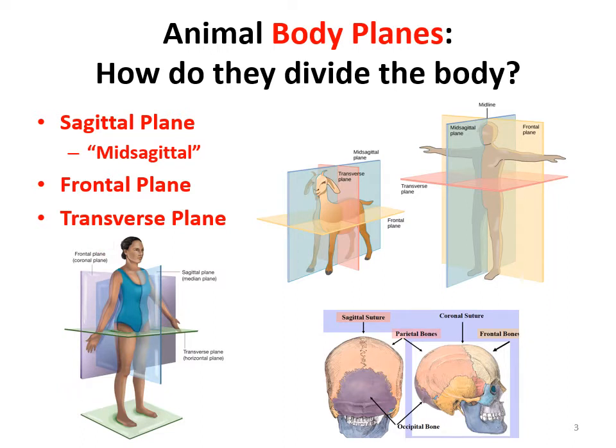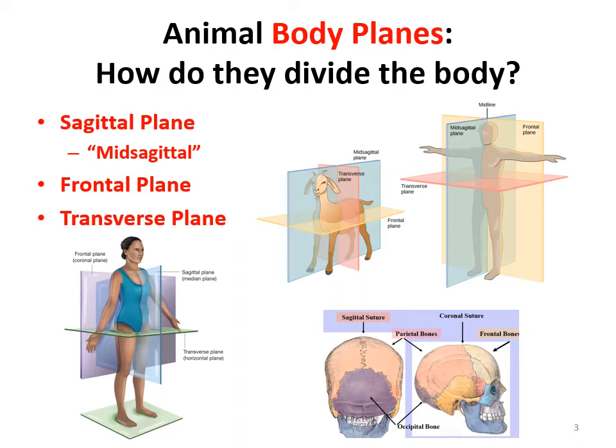Transverse plane, that's the last one. Anytime you see the term trans or transverse in biology, it means across. So the transverse plane is cutting across the organism in a horizontal fashion, and that means that it's cutting to give you an upper portion and a lower portion.